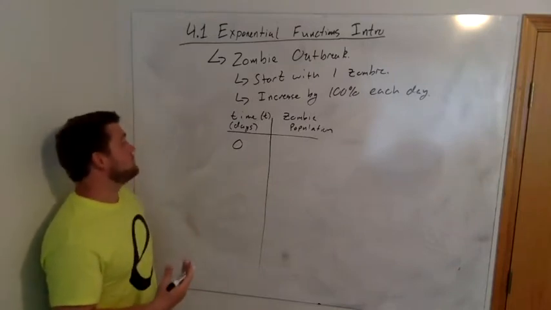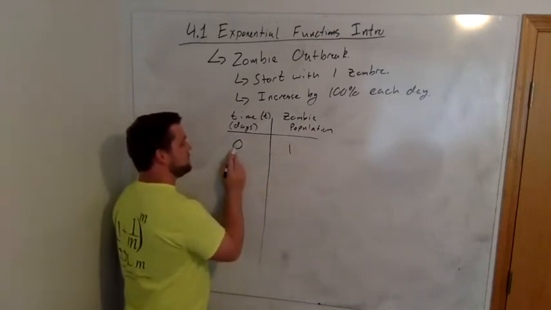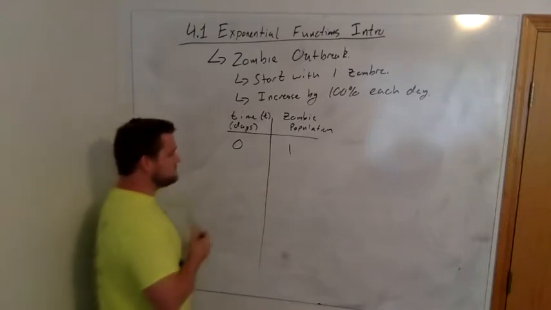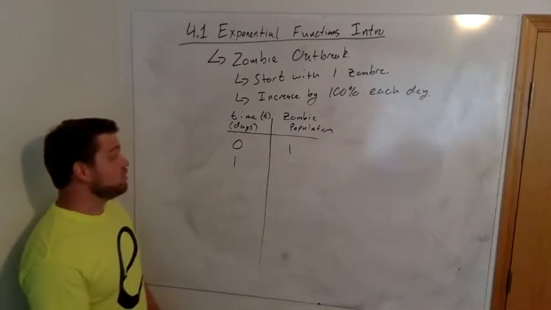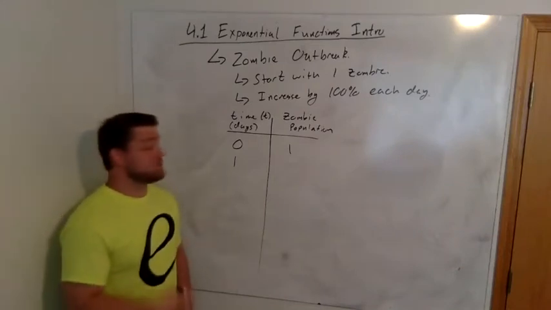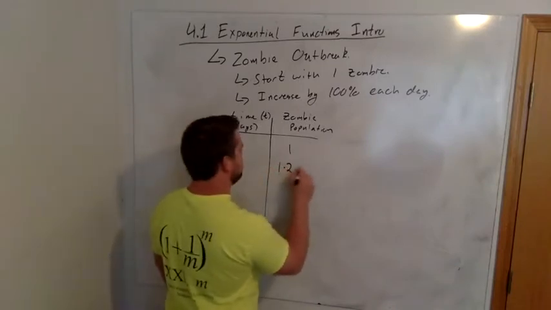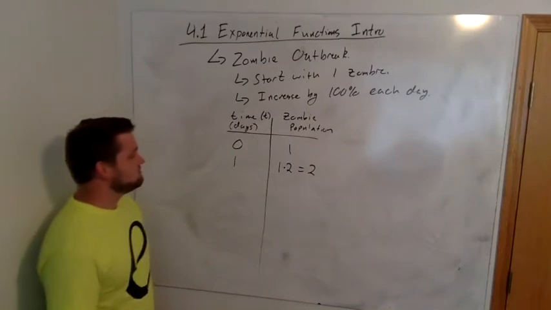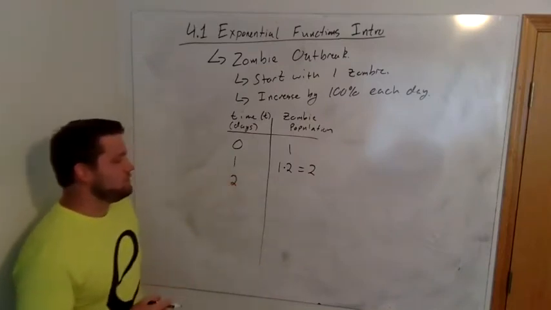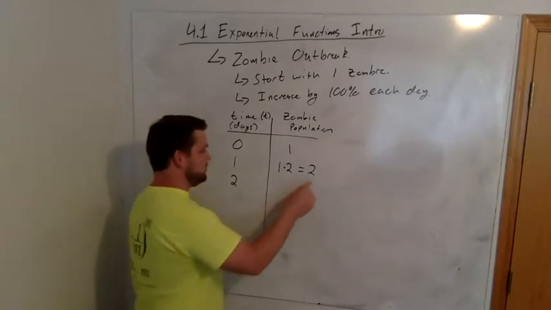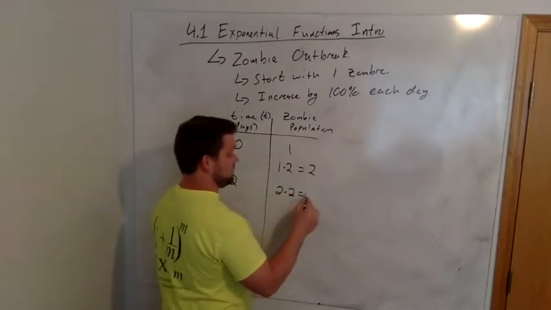So how many zombies are in day 0? Well, we are starting with one zombie. So when the outbreak begins, there's one zombie. Okay, let's think about what's going to happen. Well, on the next day, the population is going to increase by 100%. This just really means that the population is going to double. So we're going to take this 1 and we're going to multiply it by a 2, so we're going to get out 2 zombies. Okay. Similarly, on the second day, what's going to happen? Well, the population's going to double again. So we started with 2 zombies, and now this is going to double. So now we're going to get 4 zombies.